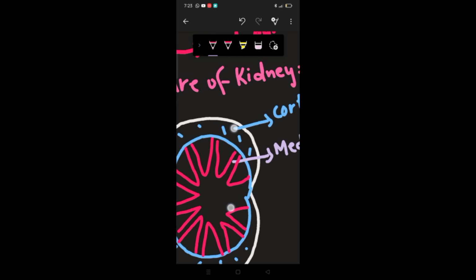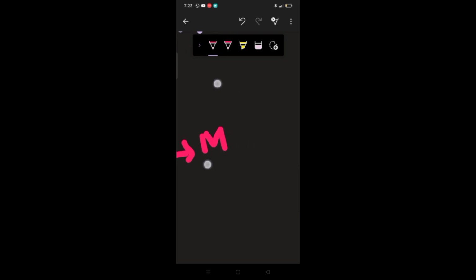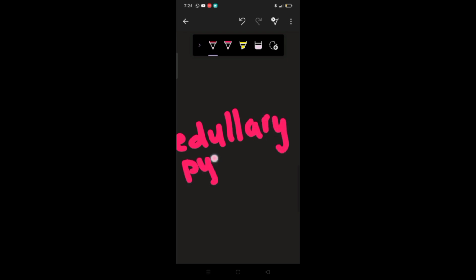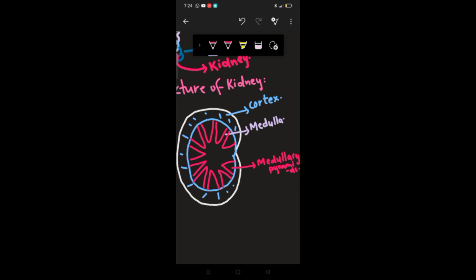Alright. Medullary pyramids because they are present in the medulla. So I should write this as well. Medullary pyramids. Alright, I have made medullary pyramids as well.